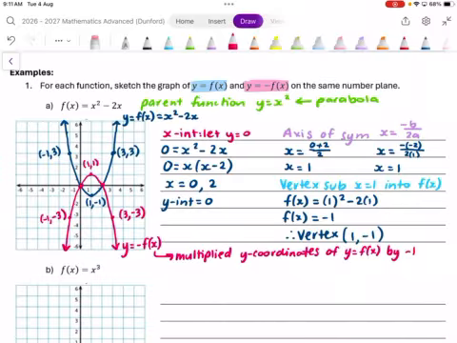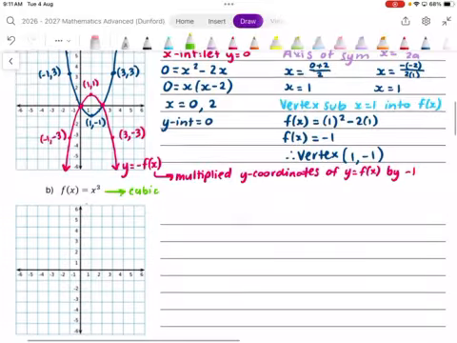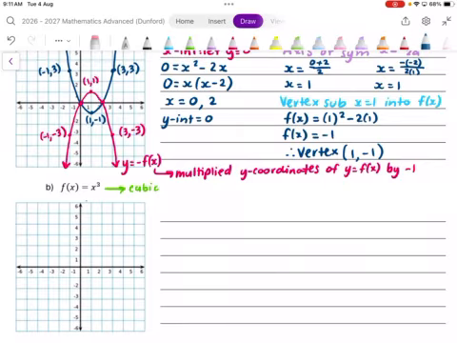Okay, our next one that we're going to be sketching is f of x equals x cubed. Now, x cubed is what type of function? A cubic, okay? So it is the parent function and it's a cubic. We can do a table of values to sketch it, but pretty much it goes through 0, 0, 1, 1, and at 2 it goes through 8. At -1 it goes through -1, and at -2 it goes through -8.